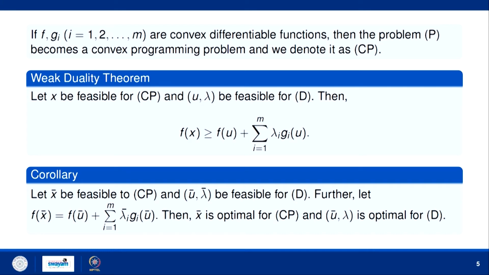Now, the next result from the weak duality result: if x bar is a feasible point of C p and u bar lambda bar is feasible for D, and suppose the value of the objective function of the primal at x bar and the value of the dual problem at u bar lambda bar both are equal, both coincide, then x bar is the optimal solution for C p and u bar lambda bar will be the optimal solution for problem D. So, the proof is again very easy to obtain.